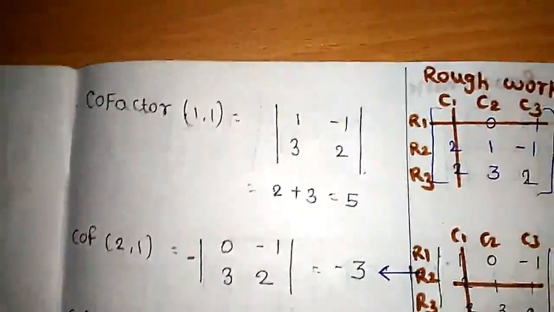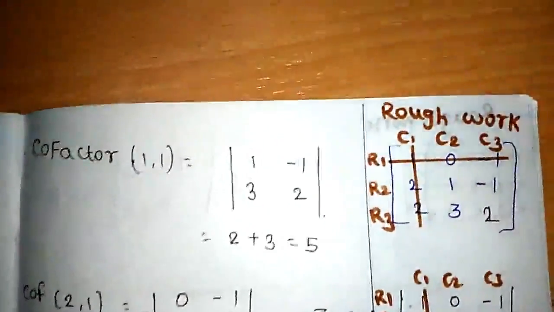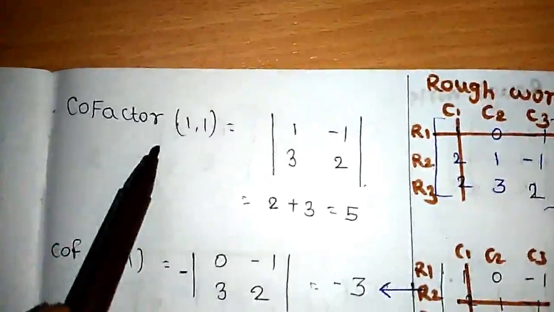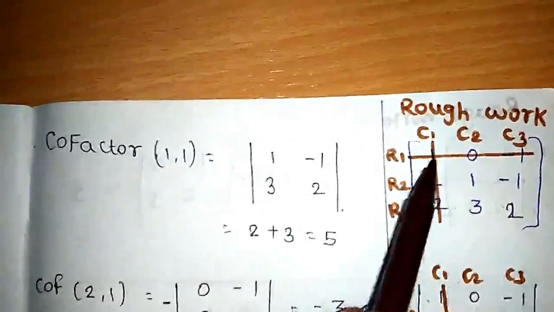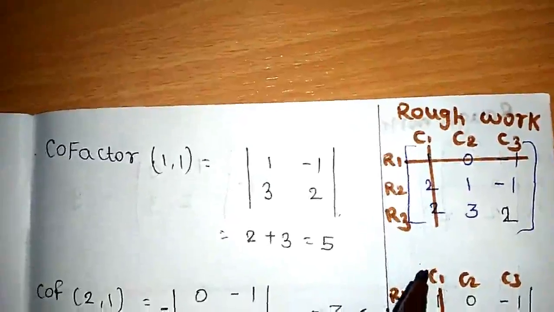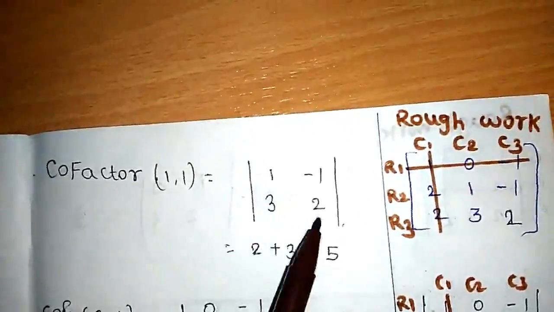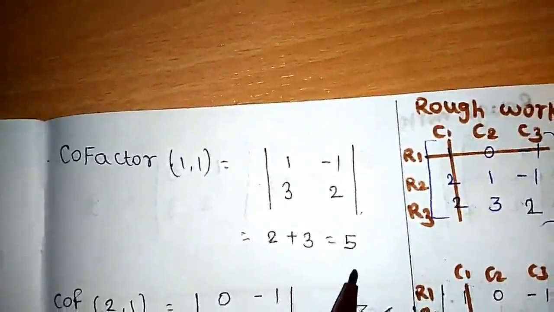Now I have to calculate the cofactor of that particular matrix. So for this case I have to calculate cofactor of 1 1. So I am eliminating 1 means first row and 1 means first column. So I got these remaining things 1 minus 1 3 2. So cofactor of this is 5.